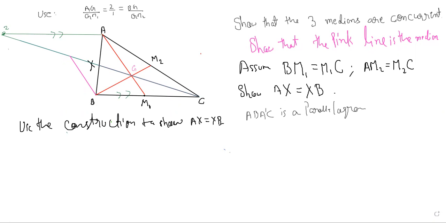So I'm suggesting a slightly new construction, in the spirit of using AM1 and using BM2. To use AM1, I'm drawing this line parallel to AM1. See if you can use that. Now you have to use BM2 also.